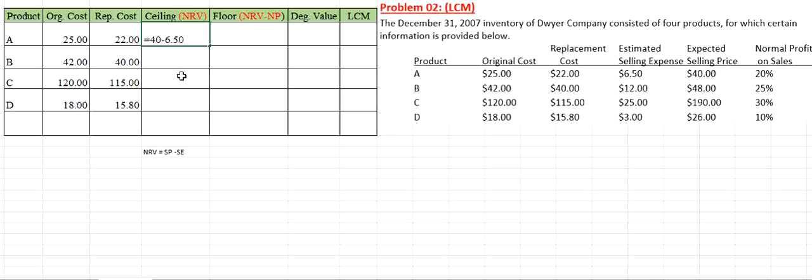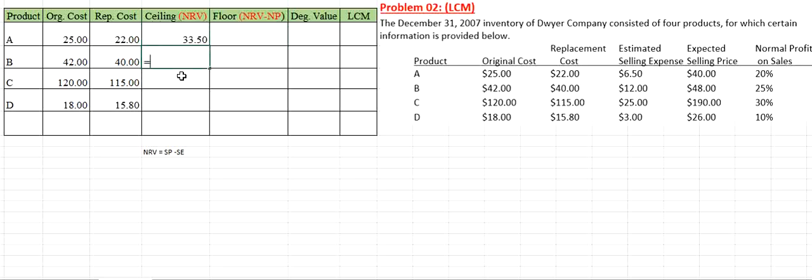Now it's an Excel sheet, so it's not going to retain 40 minus 6.50 on the screen. It will directly give me the answer and retain the answer, but I will upload this Excel sheet also to your portals, so you can double click it and see where the answer came from, or what the formula at the back is. So it's the selling price of product A $40 minus the selling expense of product A $6.50. So we get a net realizable value of $33.50.